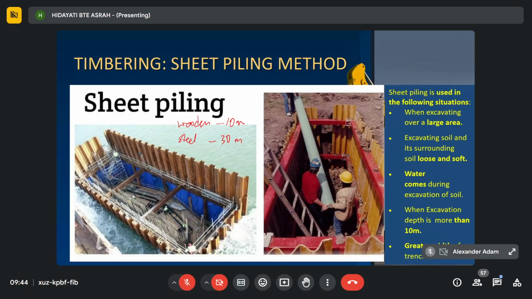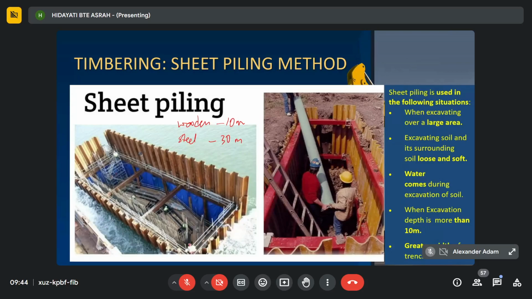And then when the excavation depth is more than 10 meter, and when a greater width of trench is required, you propose this sheet piling. So that is the situation where you can use sheet piling. Okay, so these are all the 5 types of timbering that you can consider in timbering of your site trenches.